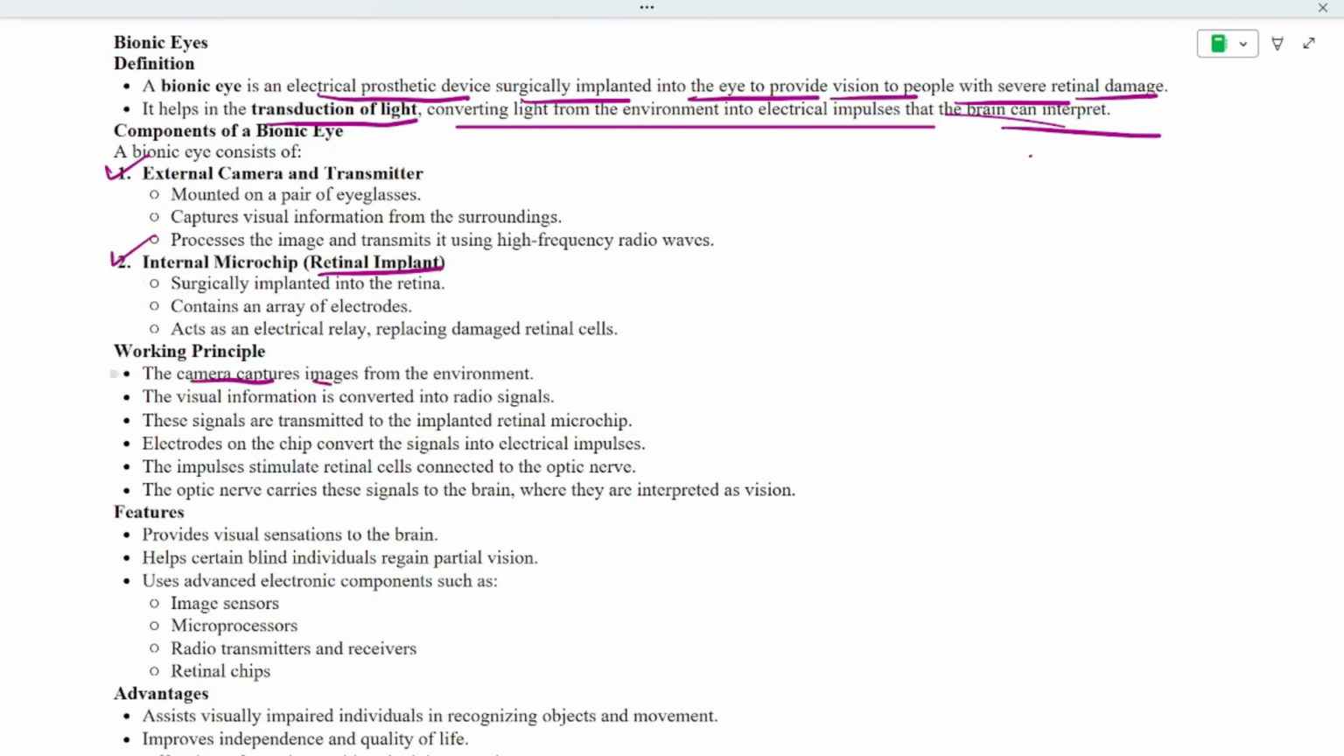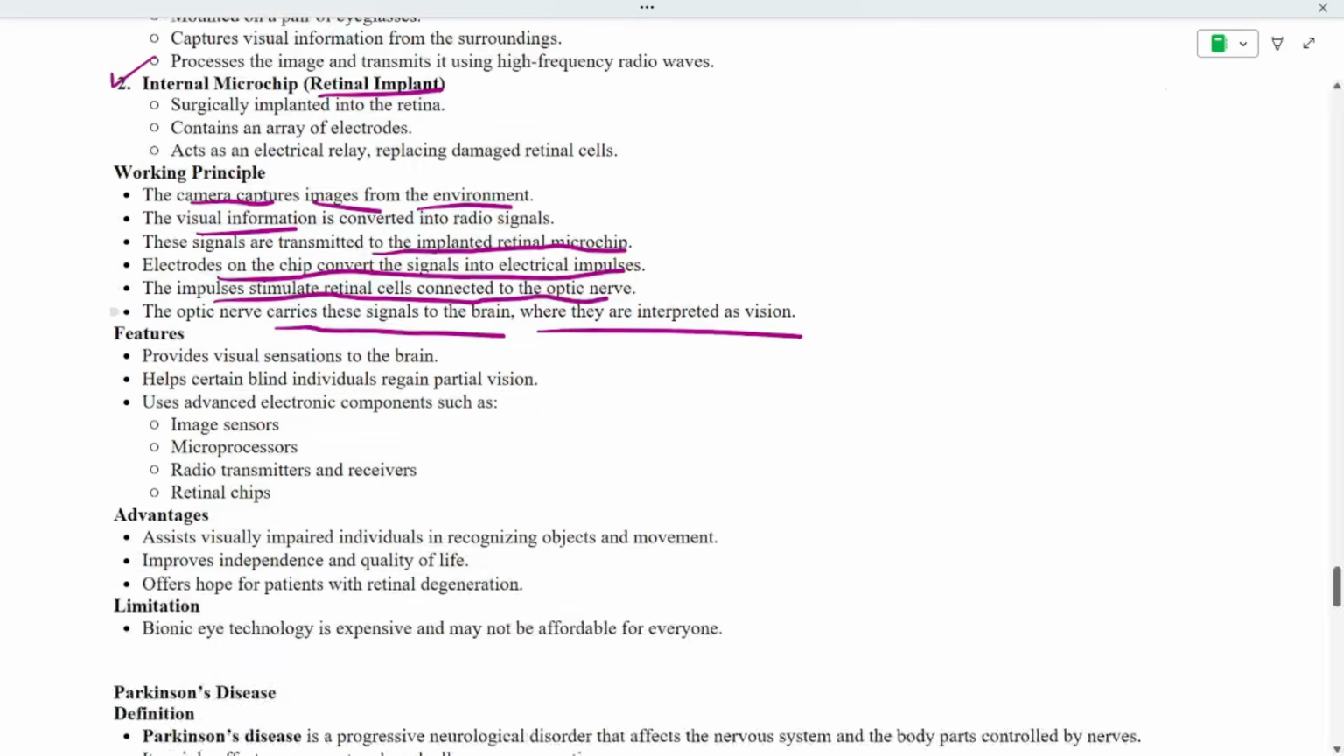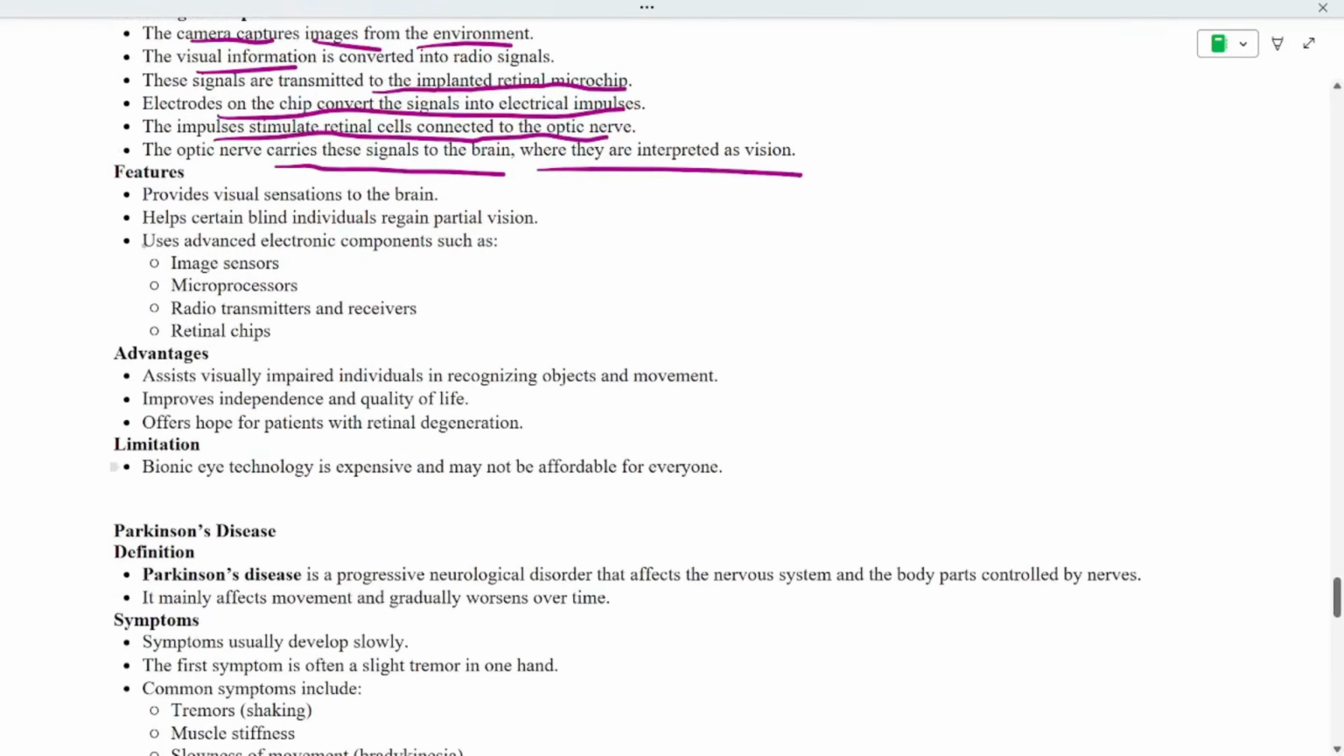First, the camera captures images from the environment, then the visual is converted into radio signals. These radio signals are transmitted to the retinal microchip, and on the chip they are converted into electrical impulses. The impulses are connected to the optic nerve, which carries the signal to the brain, where it is interpreted as vision, and then it will be visible. There you can see the features, advantages, and disadvantages. It is expensive and may not be affordable for everyone.